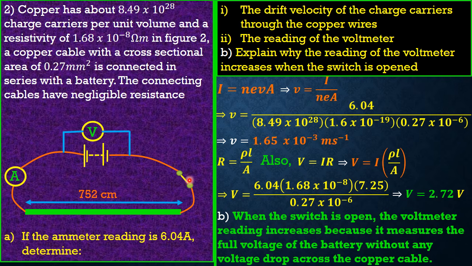But when the switch is open, it doesn't mean there is no resistance of this wire. Since this circuit becomes an open circuit, the voltmeter in this case measures just the EMF of this battery, which obviously is going to increase because there is no potential drop across this one as well. No potential difference is going to be dropped across this wire when the switch becomes open.